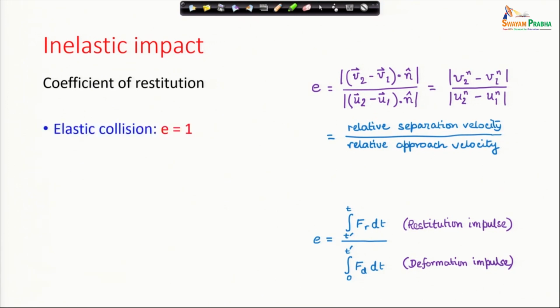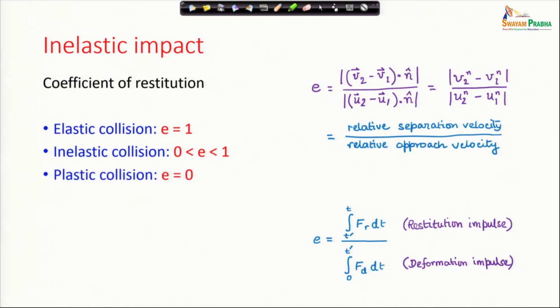For elastic collision, the coefficient of restitution is 1, and you can check that energy is conserved. In inelastic collision, we have E lying between 0 and 1. It is not equal to 1, it is not equal to 0, but lies between 0 and 1. For plastic collision, where there is merger, E is 0, which means there is no separation, right? There can be an approach velocity, but there is no separation.